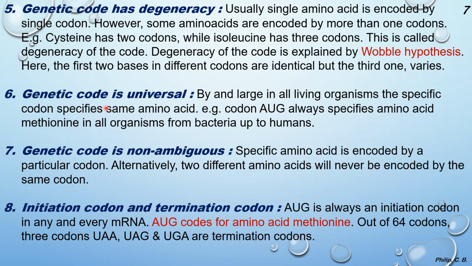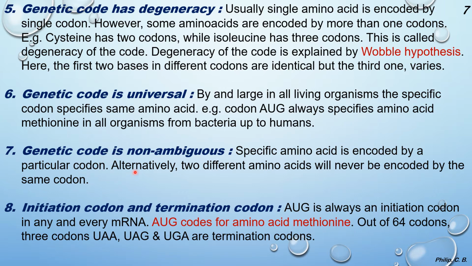Further, genetic code is universal, meaning throughout the world it will remain the same. By and large, in all living organisms, the specific codon specifies the same amino acid. Example, codon AUG always specifies the amino acid methionine in all organisms from bacteria up to humans. That means the codon AUG, which as I mentioned is the starting codon, is methionine, and will remain the same throughout the world, in all organisms, whether it is bacteria, the lowermost species, or the highest, the human. From bacteria to humans, it will remain the same.